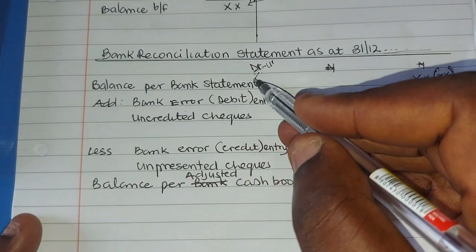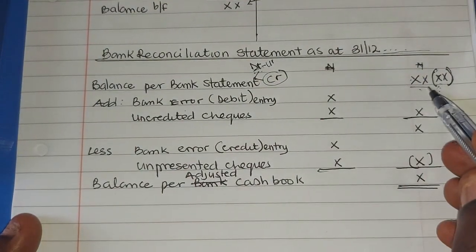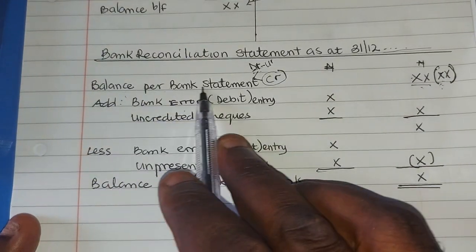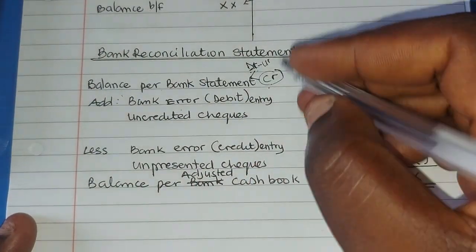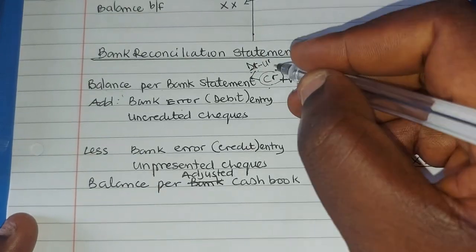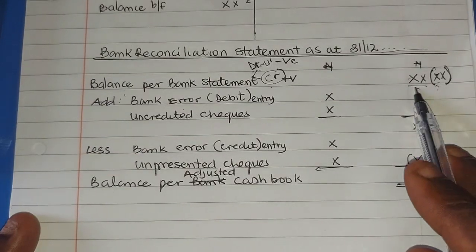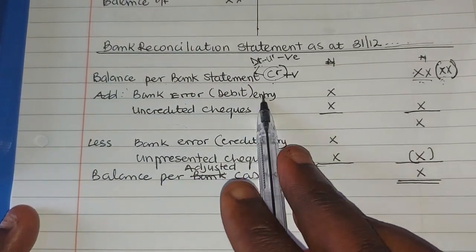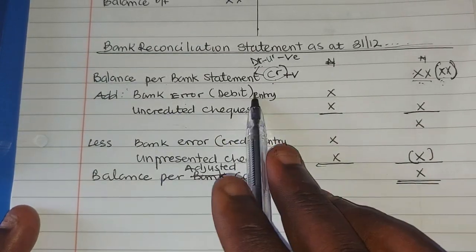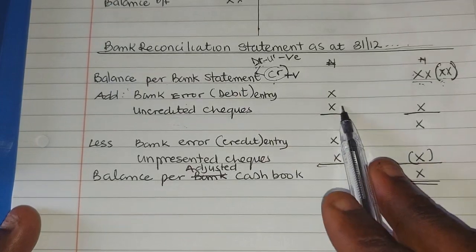But if the bank statement balance is credit, this will be positive. Take note of that. If the bank statement balance is credit, it is positive. So credit means positive, debit means negative. Okay, then this will be positive. All right, then you have bank error, debit entry in error made by the bank will be added back. Then uncredited check will be added back.